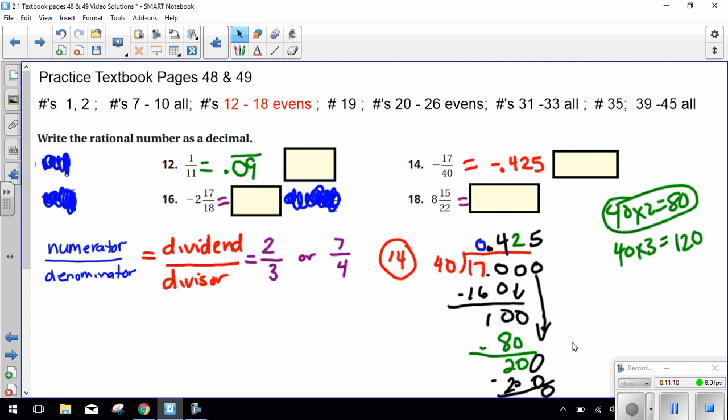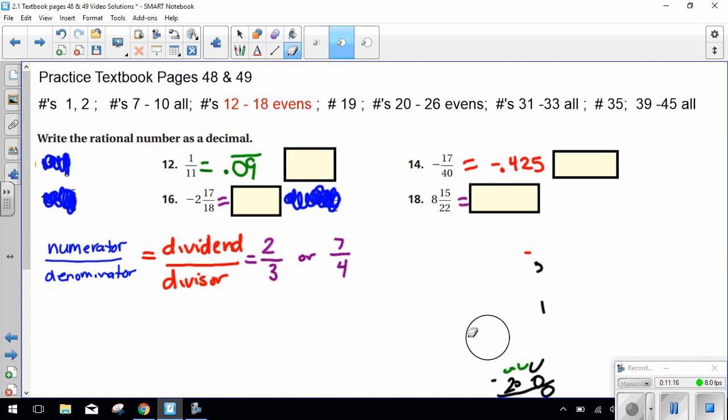Okay, this is a great time to erase your boards. Okay, moving on to number 16. So for number 16, I have this whole number here in the front, and I know some of you like to multiply and make this a mixed number, an improper fraction, I'm sorry, and you can do that.